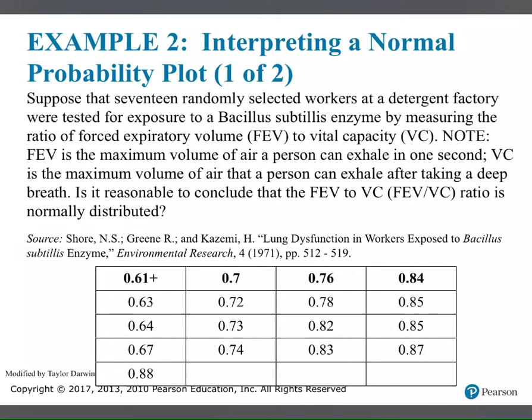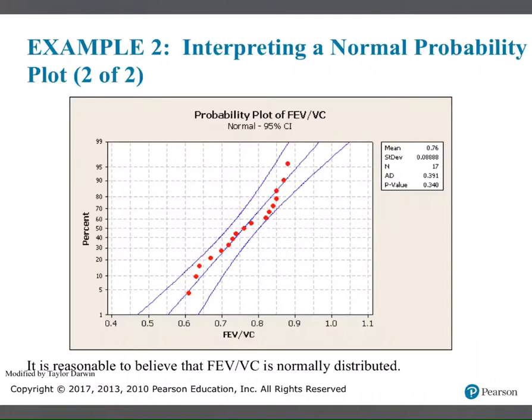But let's say we look at a different set of data. And here is the normal probability plot for that data. Here's my outer two blue lines. And I notice that all the data fall within those two lines. And if that's the case, then we can say it is normally distributed.